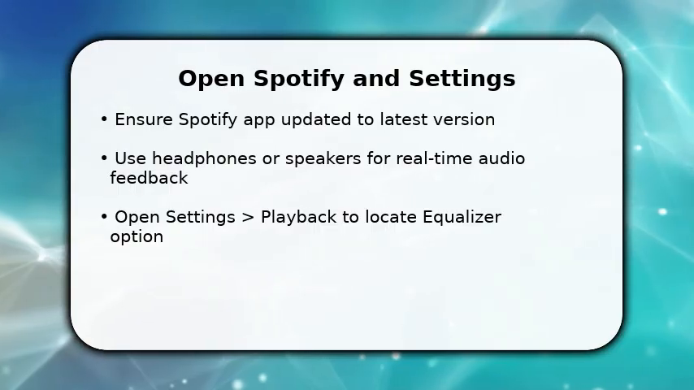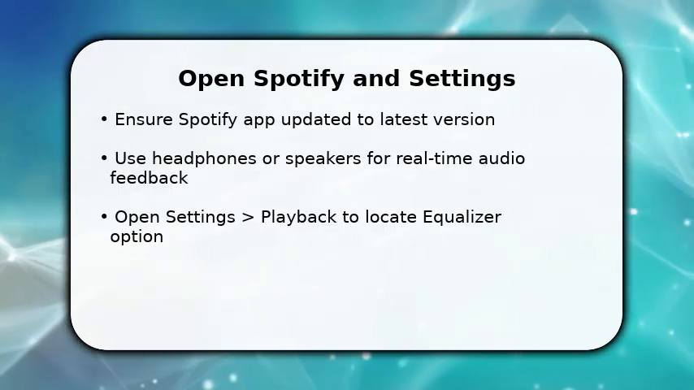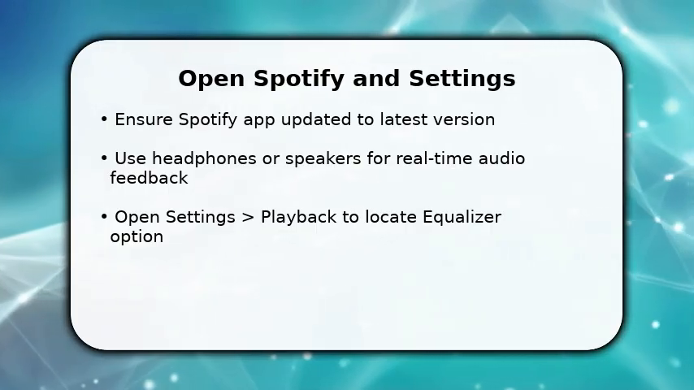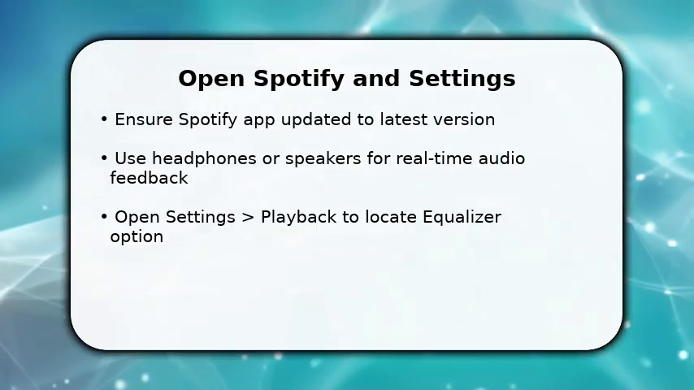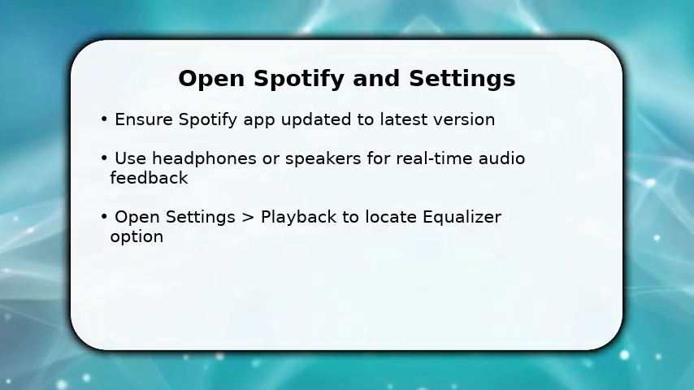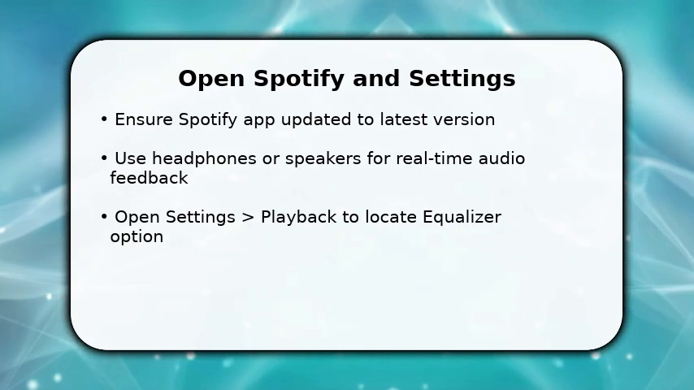Now tap your profile, open settings, and scroll to playback. Make sure the equalizer toggle is visible. On some platforms it appears under Advanced or Audio Quality. If you don't see it, close and reopen the app or sign out and back in to refresh available features.